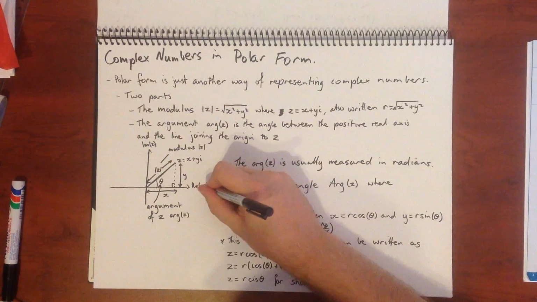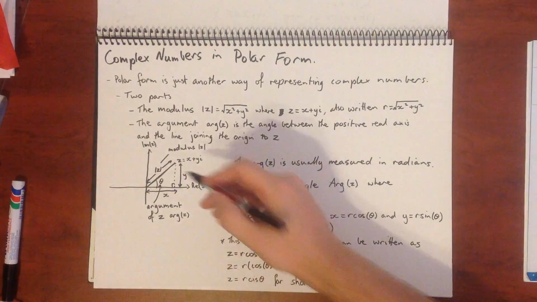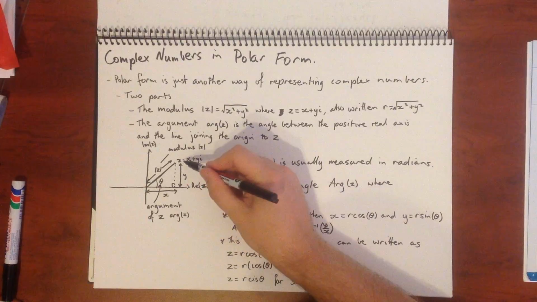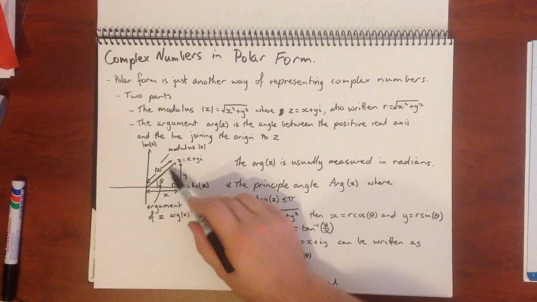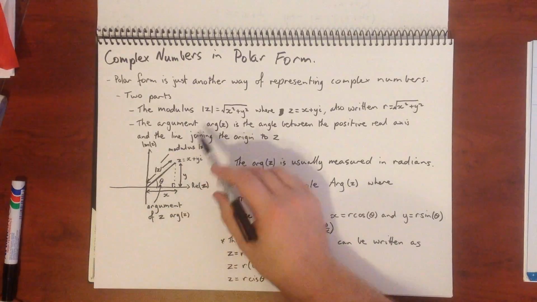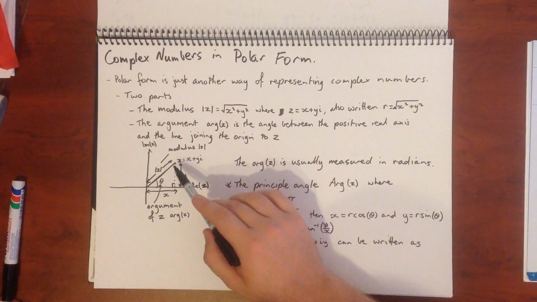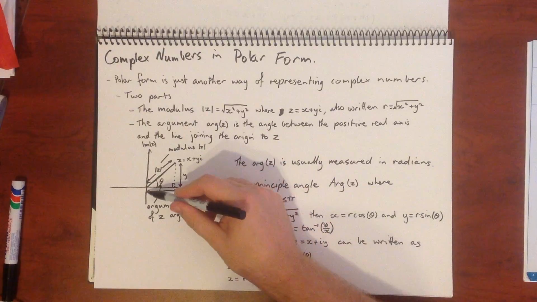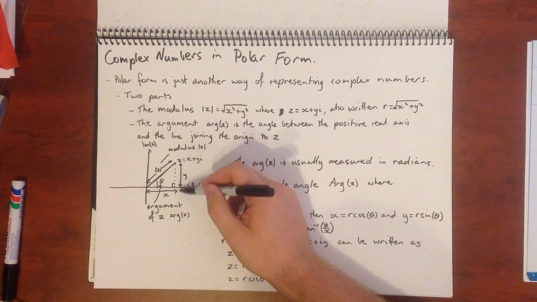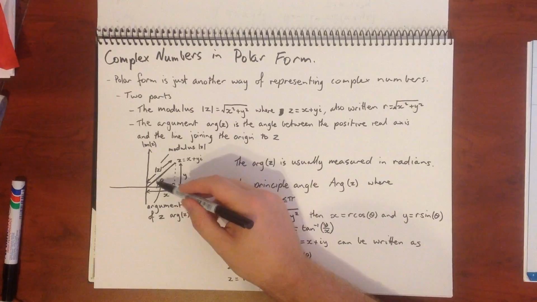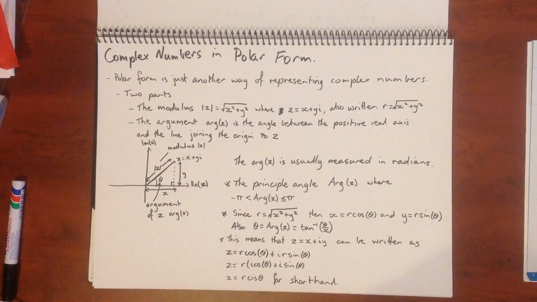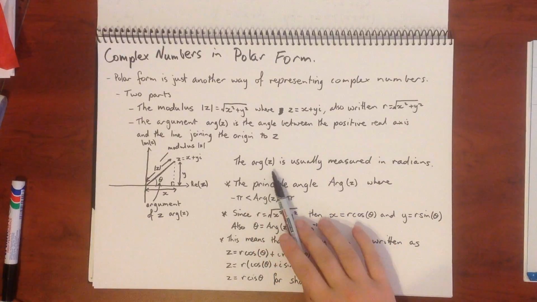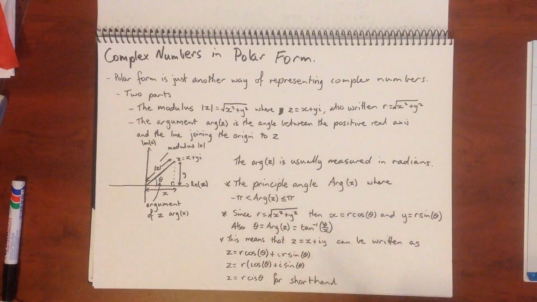That should be z, not x. And this is our point z. If we were to draw a line between the origin and z, the length of that line is the modulus of z, or r. Down the bottom here, that's x, up here is y. The angle in here is our argument of z, or arg z. Our argument of z is usually measured in radians. It can be in degrees.